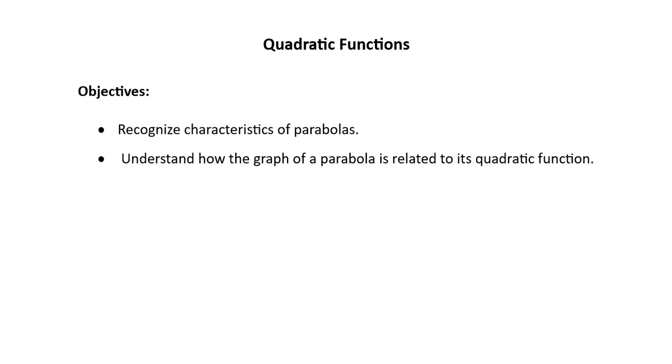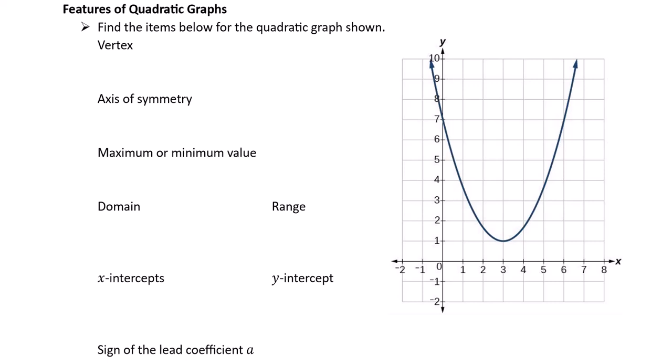Quadratic functions. Our objectives are to recognize characteristics of parabolas and understand how the graph of a parabola is related to its quadratic function. Here, let's walk through the features of quadratic graphs. Let's find the items below for the quadratic graph shown. The vertex. The vertex is this point here at the extreme bottom of the parabola.